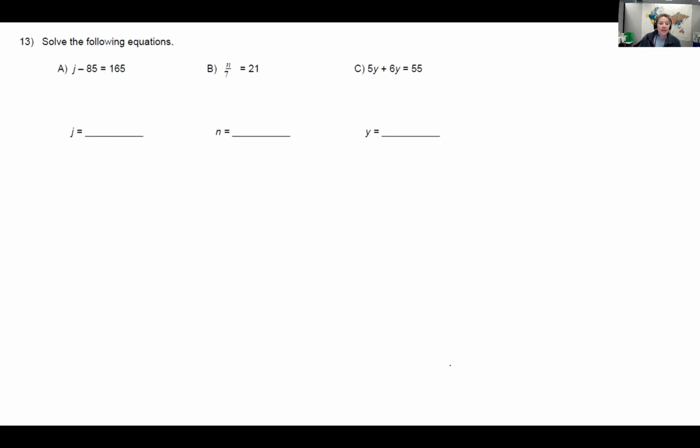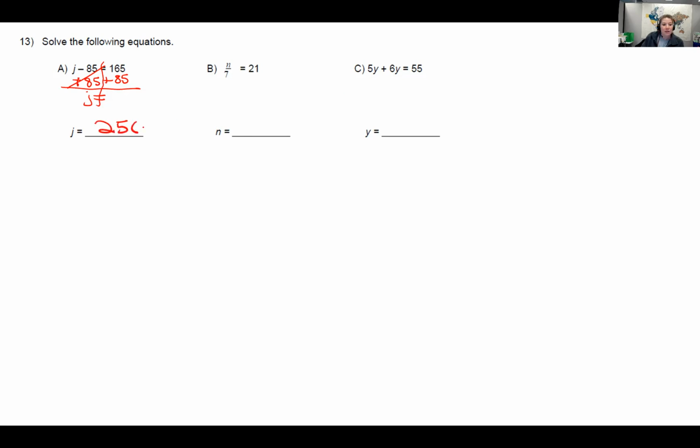All right, so number 13, I'm going to solve these equations. So letter A, I see J minus 85. The opposite of minus 85 is plus 85. So I'm going to add 85 to both sides of the equal sign. So this is gone. J equals, I'm adding, so 165 plus 85 is 250.